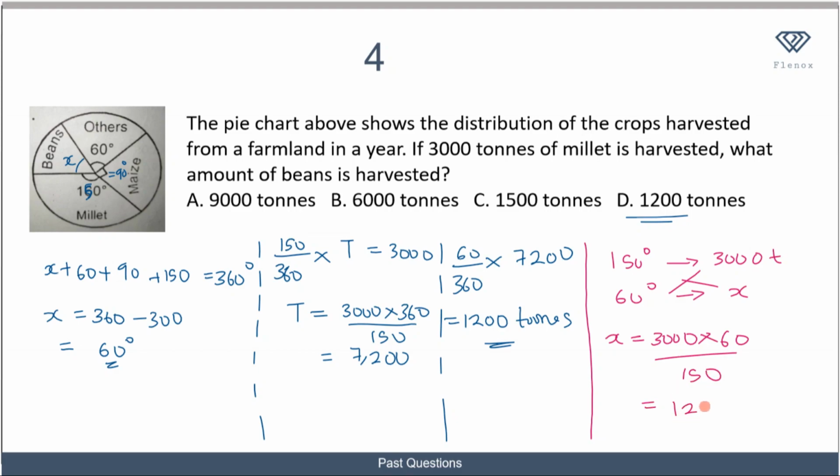and that gives us 1200 tons. So you see, using our idea of proportions, we arrived at the same answer. And as you can see, this approach is far shorter than trying to calculate the total tons that was harvested before trying to solve for the number of beans that was harvested. So the correct option again is option B. So on to the next question.